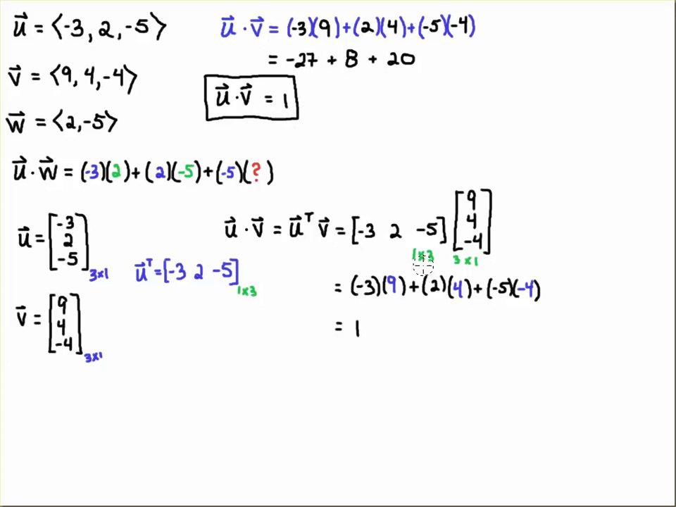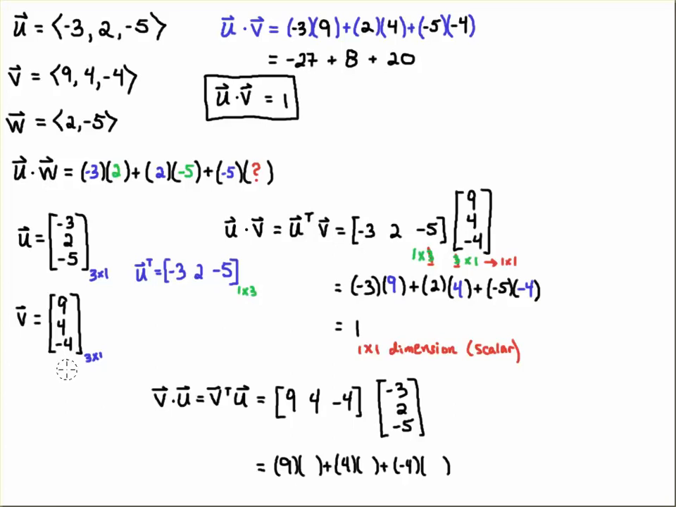Now here, U transpose is a 1x3 vector, and V is a 3x1 vector. And here's a nice little mnemonic. You notice that these 3's match up. They coincide with each other when you write the dimensions next to each other. And so we could think of those as collapsing, and we get a 1x1 result. Here, 1, which is a scalar, since any scalar has dimension 1x1.